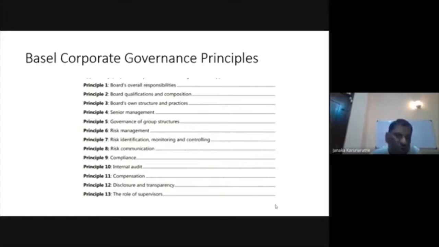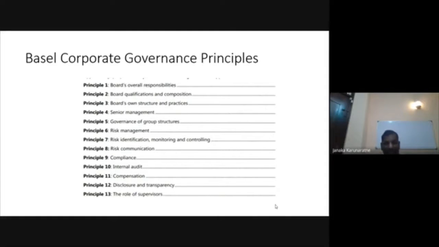Now, in terms of accounting standards, there are certain disclosures to be made with respect to related parties and group structures. Then the risk management function. What is the broad risk management function you adopt in the bank? And what are the risk identification, monitoring and controlling mechanisms set in place? Risk communication. Those are related to the risk element, the risk governance. So you must set the framework in terms of your principles in the risk governance framework.